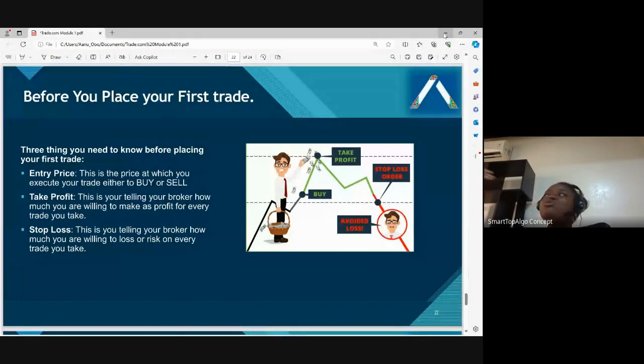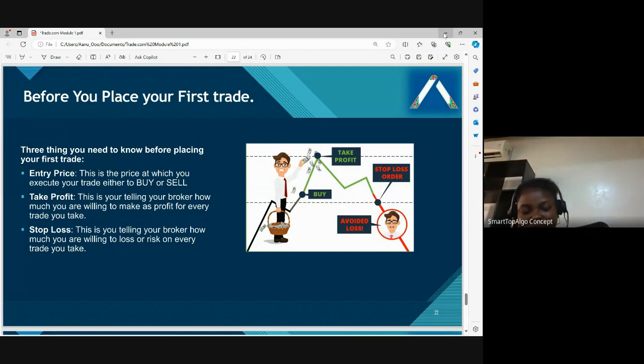Now, there is a rule in investment generally. The rule of investment is the higher your risk, the higher your reward. Now, the question is, how do you determine your risk? You determine your risk with your stop loss.